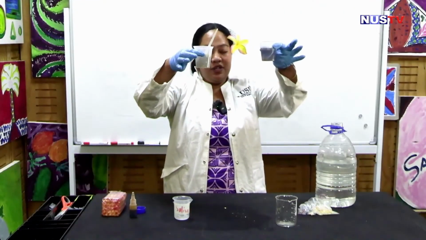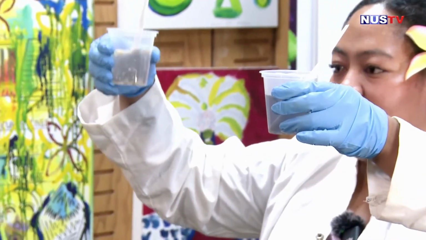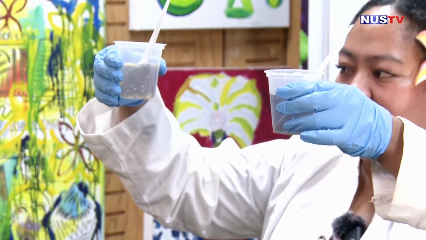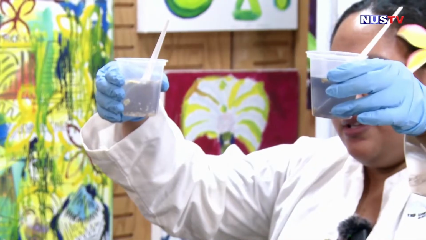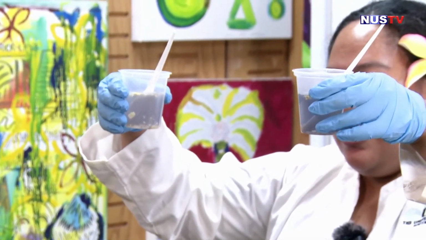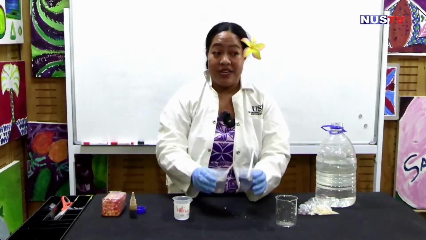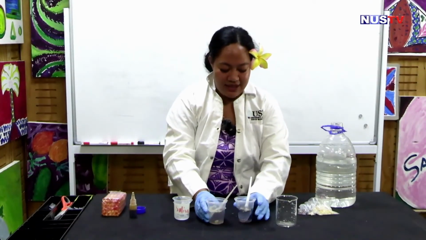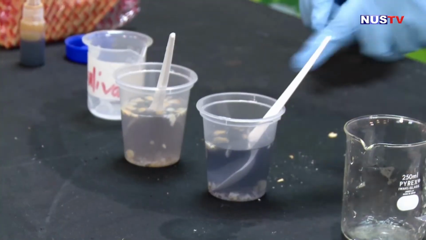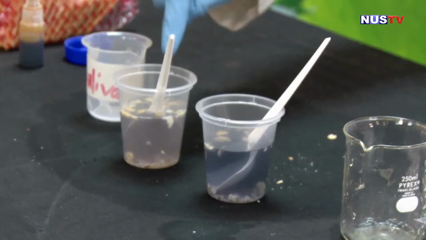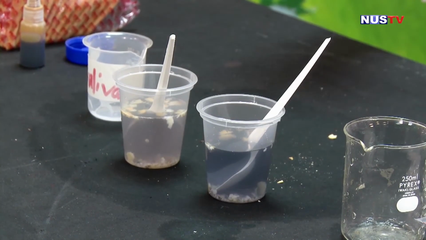Okay, so we can see here that the cup on my right has sort of a light grayish color, and on the left here, there's sort of a dark blue purple color, right? So we can say that there's definitely starch in this cup, right? But what happened to this one? So remember, we're trying to figure out what saliva does, right?